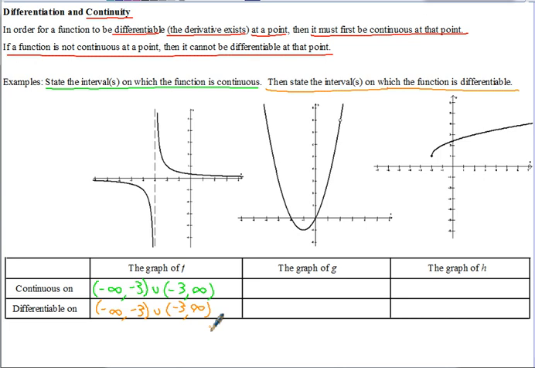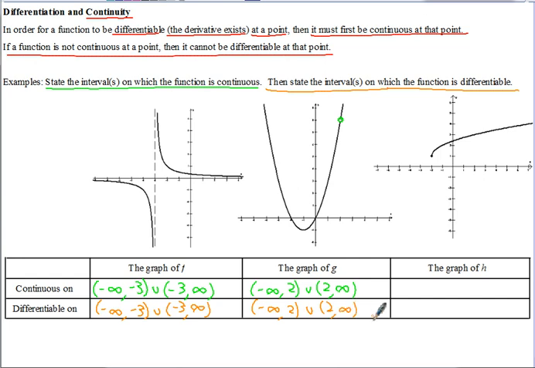Let's look at the next one. Notice the next one, we've got a hole in the graph at x equals 2 right there. So if there's a hole there, it's not continuous. So we'd say it's continuous from -infinity to 2, and from 2 to infinity, everywhere but where the hole is. And same thing would be differentiable. Well, we can't draw a tangent there because there's a hole. There's no point of tangency, so you can't get the slope or derivative there, so it's not differentiable at 2 either. So it'd be the exact same intervals.